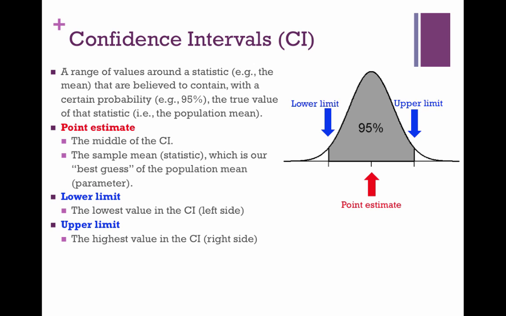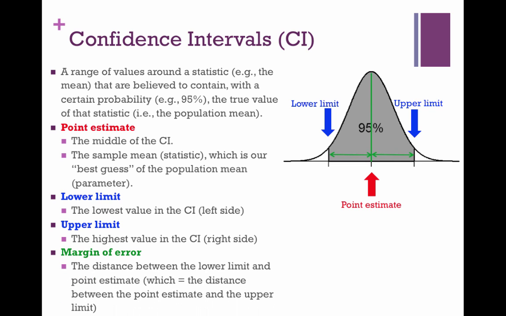Again, our confidence interval is really the range of values where we think the real population mean exists. We have our mean, which is our best guess, and then we have our little buffer zone, which is our upper and lower limit. And the margin of error is the distance between our sample mean, which is our point estimate, and the lower limit, which also equals the same distance between the point estimate and the upper limit.